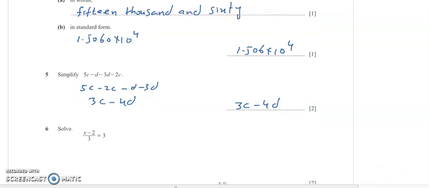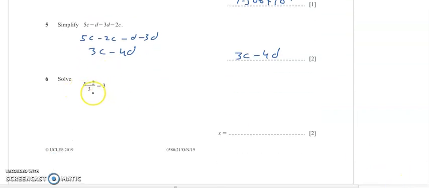Next is solve. We need to find the value of x. First I will shift 3 to the other side. So we'll get x minus 2 equal to 3 times 3. And then x minus 2 will be equal to 6. And from here I can say x is equal to 6 plus 2. That will be equal to 8. So the value of x will be 8.